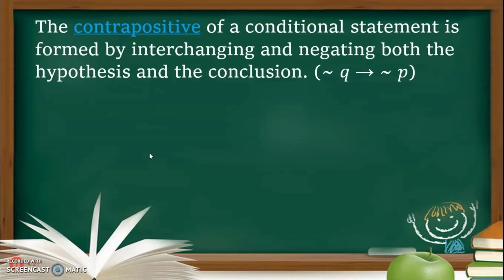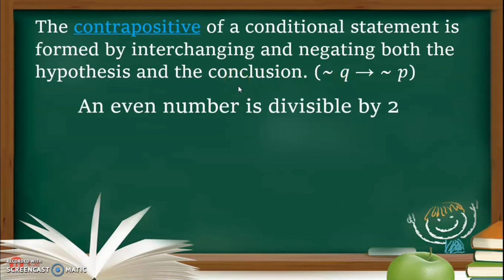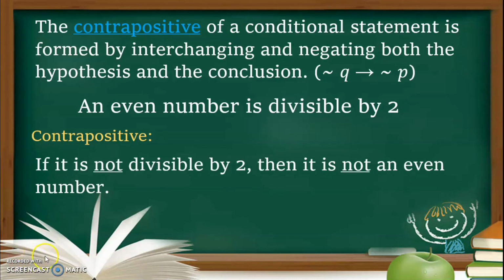Okay, third natin is the contrapositive of a conditional statement, which is formed by interchanging and negating both the hypothesis and the conclusion. Pagbaliktarin natin yung hypothesis and conclusion, then plus the negative. An even number is divisible by 2. Contrapositive natin: if it is not divisible by 2, then it is not an even number.